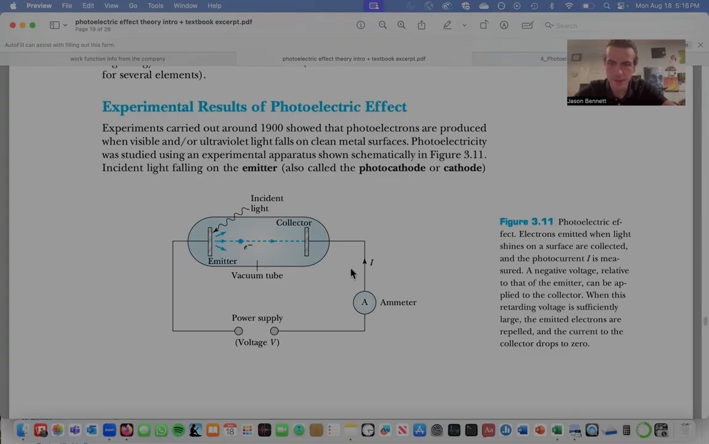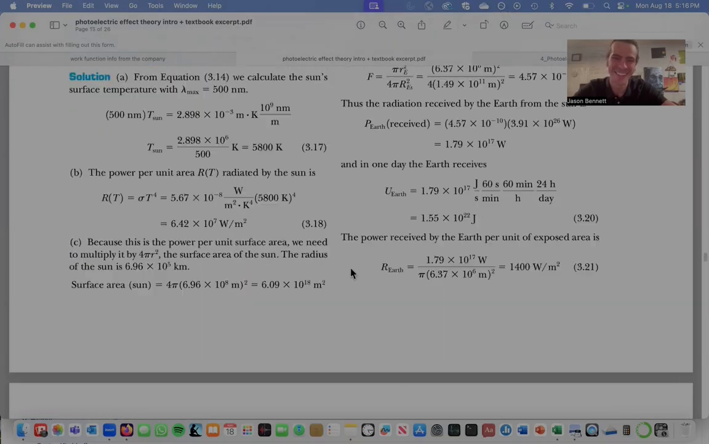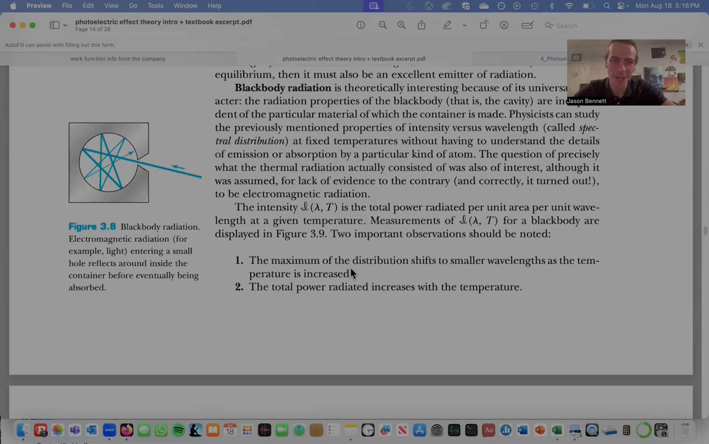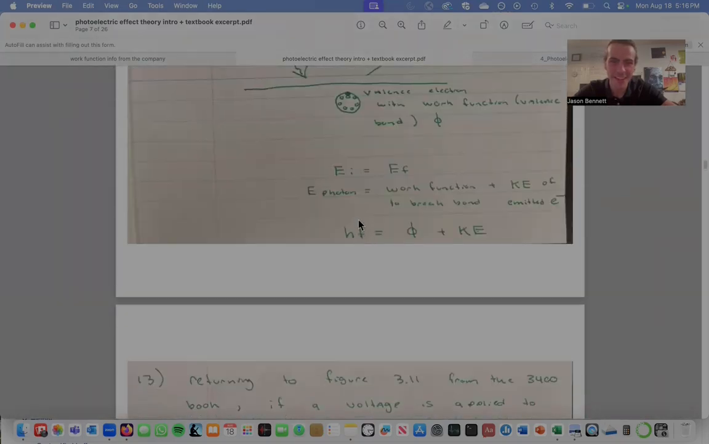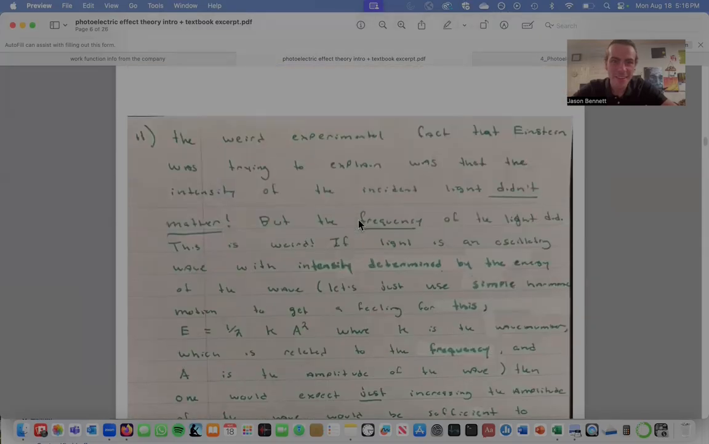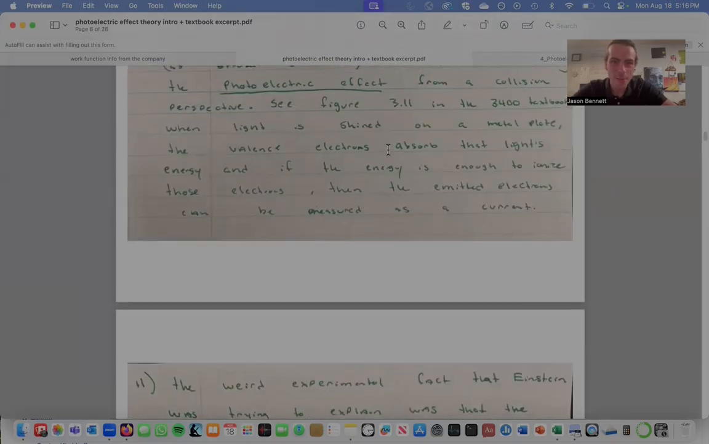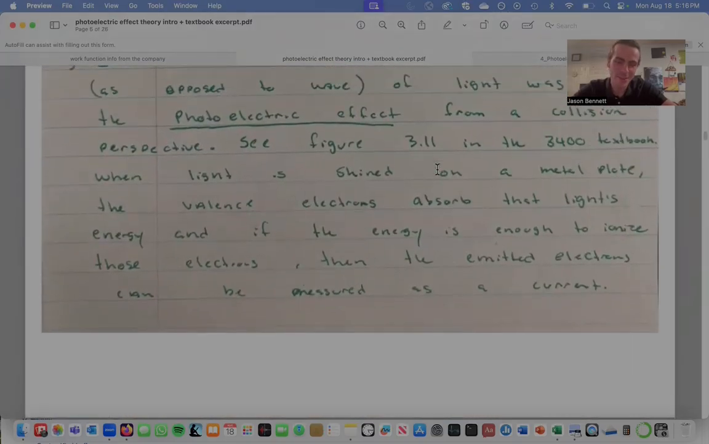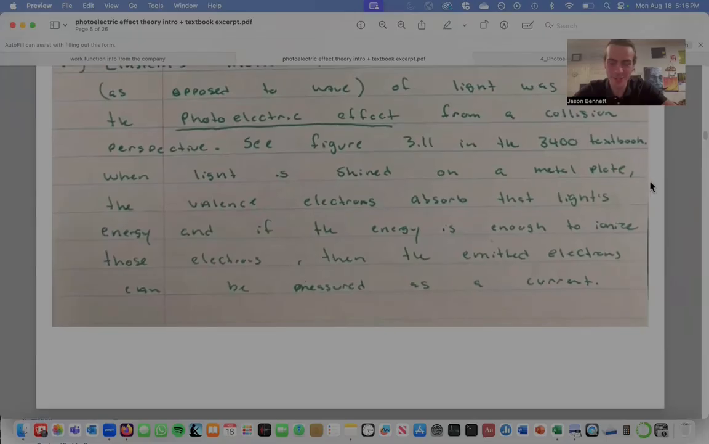Oh, incident light. This is an awful figure. I'm gonna go back to. I've got a better figure, I drew a better figure myself. There it is. Okay. It's better to just do it in words. That figure is kind of crappy in my opinion.